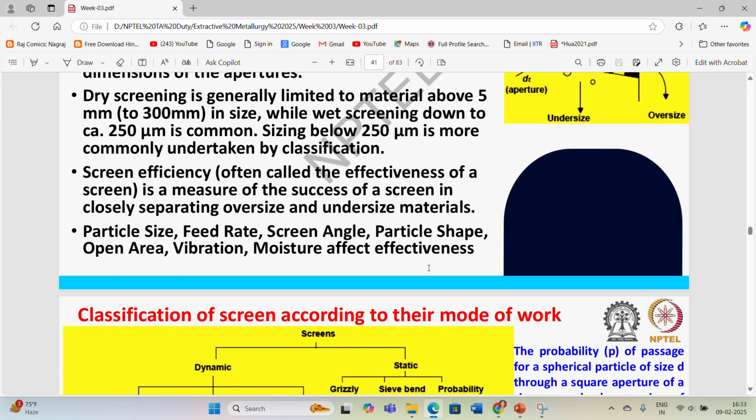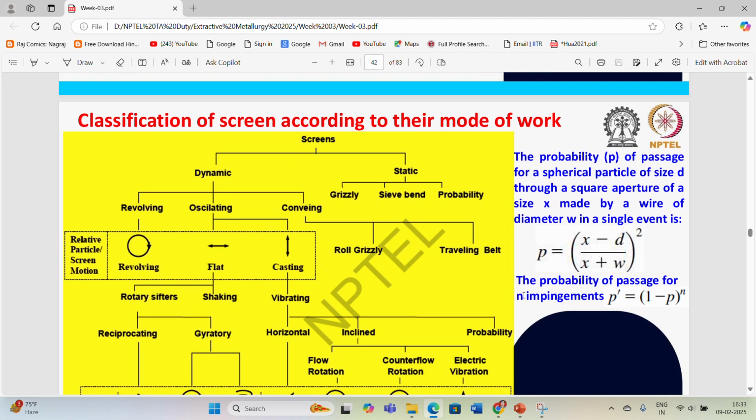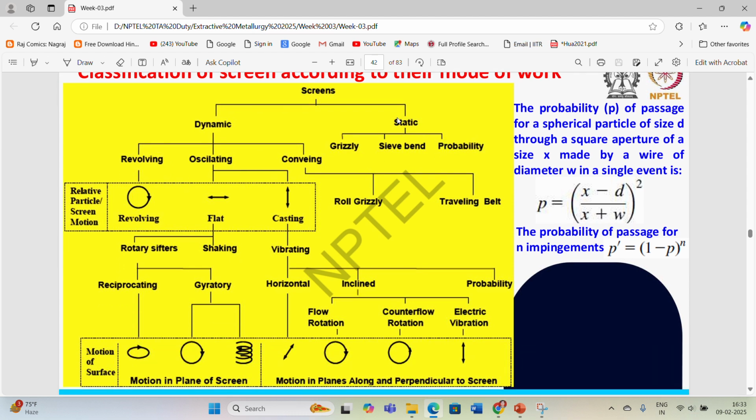Then, based on the classification, we can divide the screens into two different categories: dynamic and static screens. Generally, static type screens are used for bigger size material. Like if we are trying to separate material having the size of a basketball, or we can say 20 or 40 size, then we generally go for the static type screen process. While if we are talking about the lower size category, then we have to go for the dynamic type screens, which can help to increase the efficiency of the sieving operations.